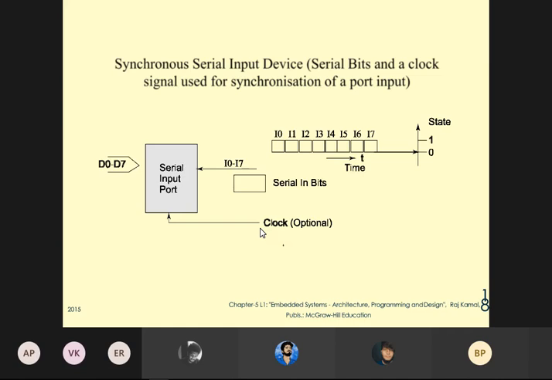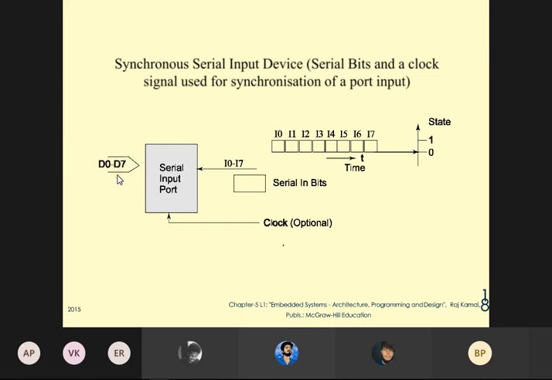During the first clock pulse, I will send the first bit, and during the second clock pulse, I will send the second bit. Based upon the clock timing, I will send the data. So that's why they named it as serial. I mean synchronous serial input. And if you see, the inputs are sent one by one serially. So that's why it is named as synchronous serial input devices, and D0 to D7 represent the address.